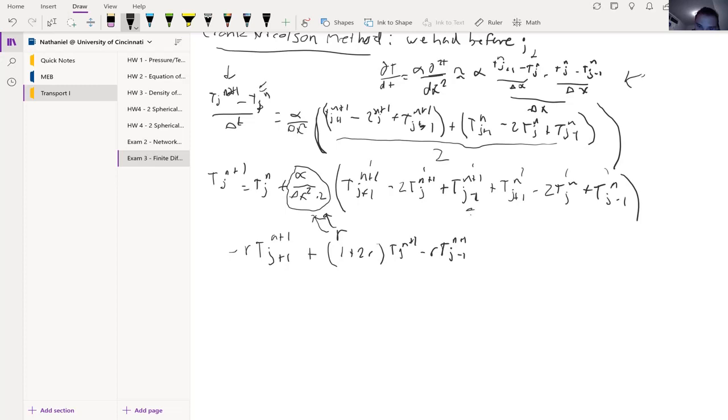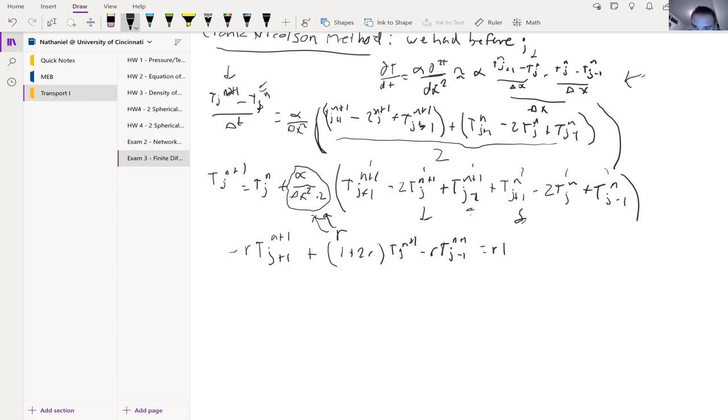And then at n plus 1. And then that will equal, we're going to put these on the right side of the equation. These will be on the left side of the equation. So then that will equal, we're going to do the same thing on that side.